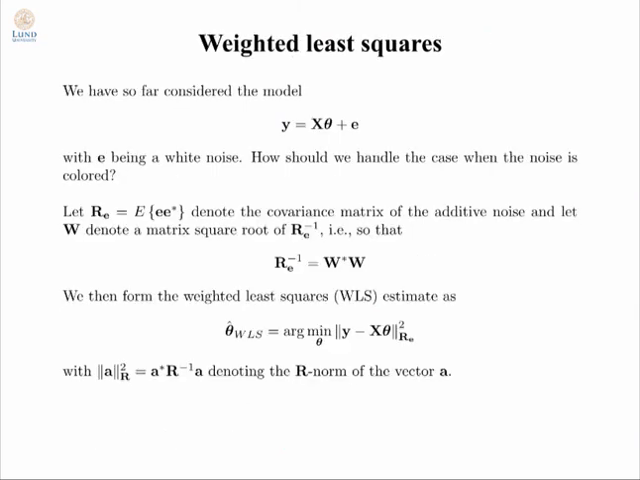Okay, so what happens if the additive noise has a color? That is, that the covariance matrix is not an identity matrix. So here let's assume that the covariance matrix is Re, and I will then compute a matrix square root of this matrix inverse. So that is the same thing as saying that Re inverse can be written as W star W. That is, W is a matrix square root of Re inverse.